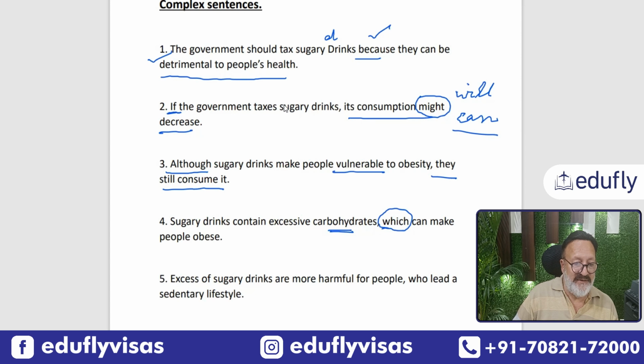Now, excess of sugary drinks are more harmful for people who lead a sedentary lifestyle. So excess, they'll be more harmful for people. We have to describe what sort of people. So we use who, and it becomes a complex sentence. Who lead a sedentary lifestyle. Sedentary lifestyle is a lifestyle in which you are not doing any exercises and you're sitting on the chair for almost your office time. So that is known as sedentary. This is again a topic vocabulary when you are talking about people getting obese and things like that.